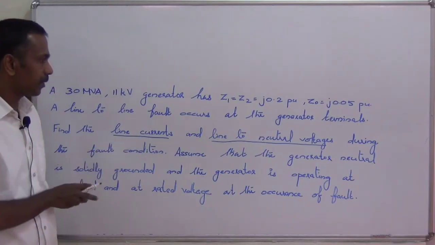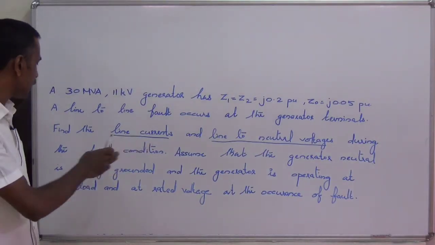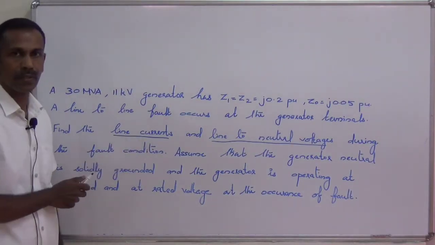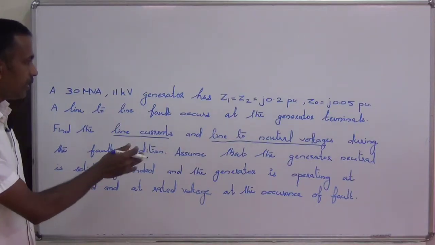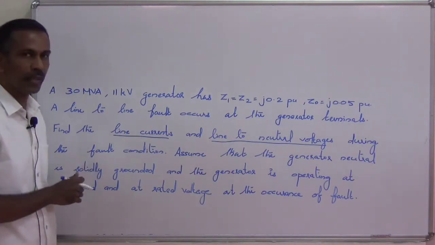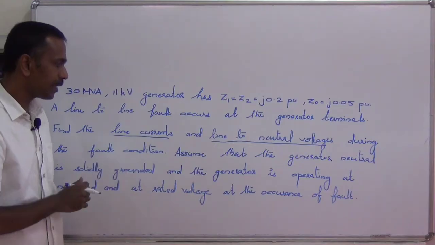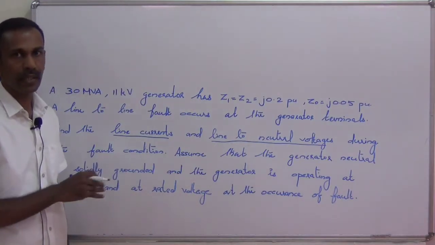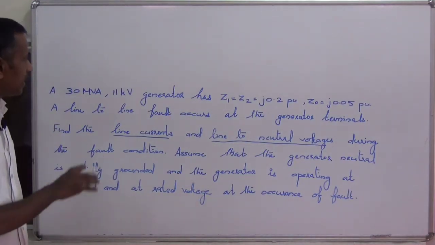During the fault condition, it is given that the generator neutral is solidly grounded and the generator is operating at the no load condition and at the rated voltage before the occurrence of the fault. Let me write the parameters here.